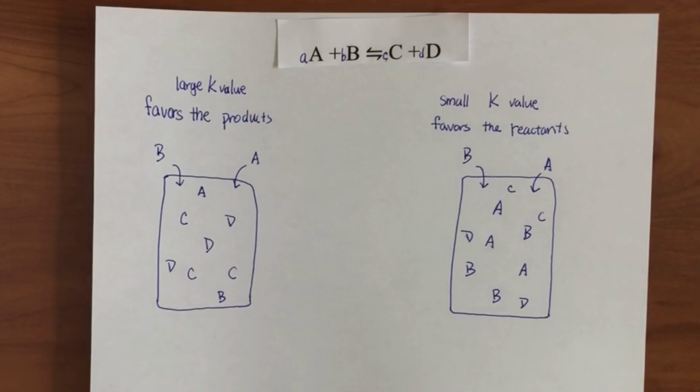So what do the K values tell us? When we have a large K value, then it favors the products. When we have a small K value, which is less than 1, then it favors the reactants. When we favor the products, we have more products in the container at equilibrium than reactants. When we favor the reactants, we have more reactants in the container than products.